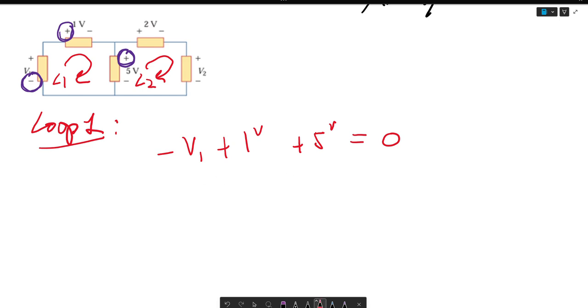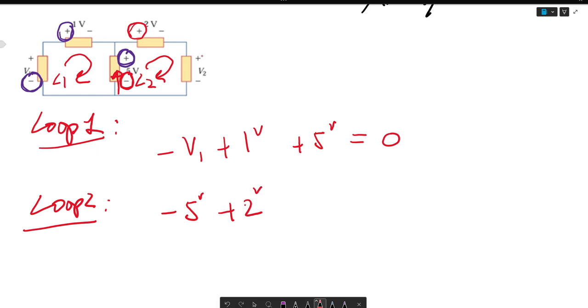Next, what I want to do is write an equation for loop 2. And again, I would say negative 5, because this current is entering this 5 volts at the negative terminal. It's entering this 2 volts at the positive terminal, so that's going to be plus 2 volts. And then it's entering V2 at the positive terminal, so this is going to be plus V2. And that's all equal to 0. This is my first equation and this is my second equation.